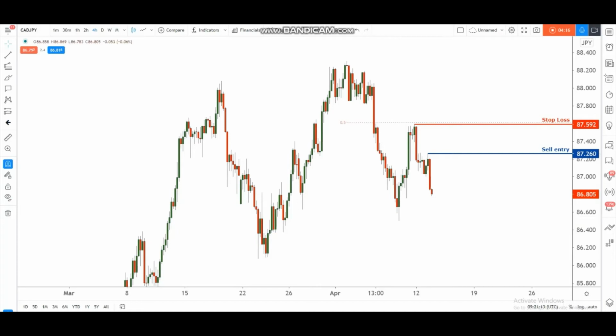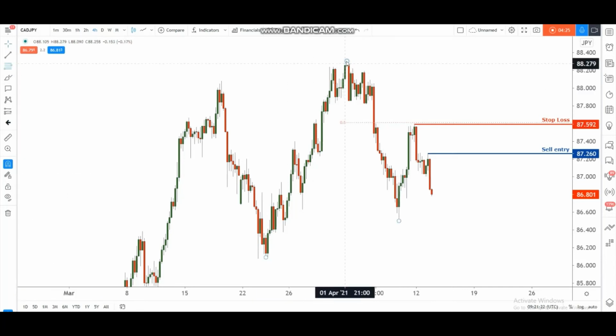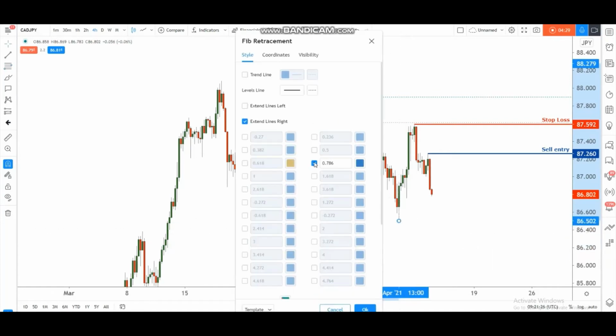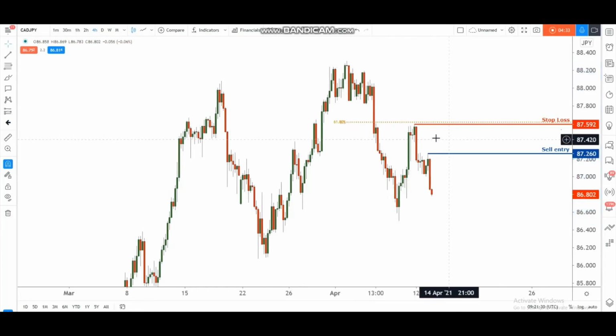I can find another level which is a Fibonacci retracement, right? A retracement can be from high to low to find my support level, to find my resistance level. Sorry. So if I take a high to my low, and if I open up my 61.8, you can realize that it is right above our stop loss. Then the next thing I can find is my take profit level.